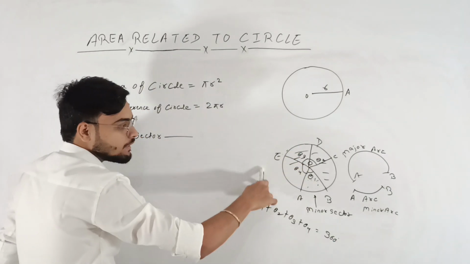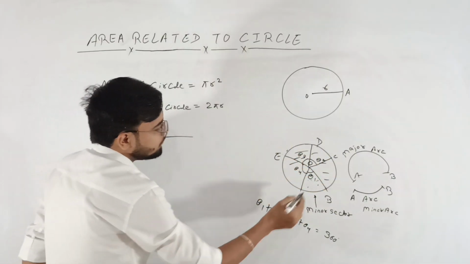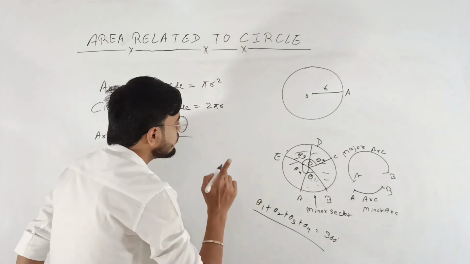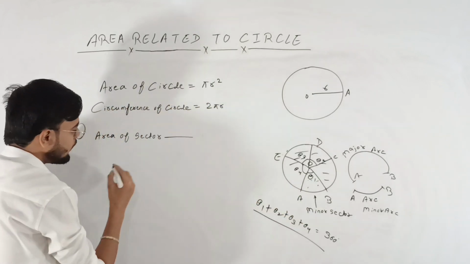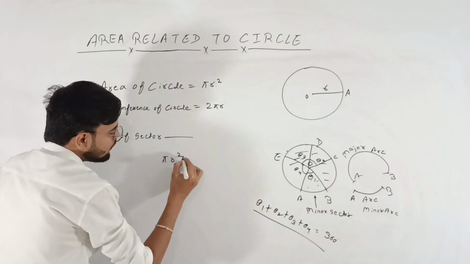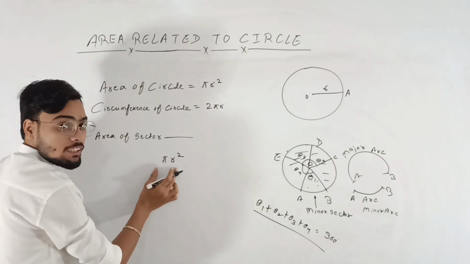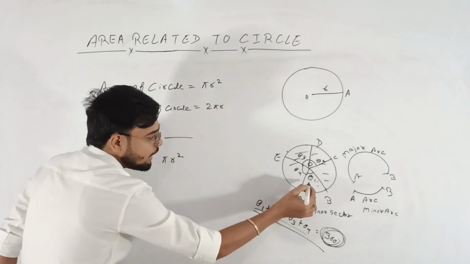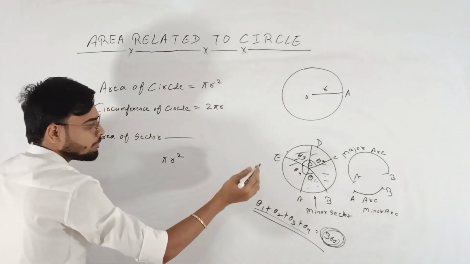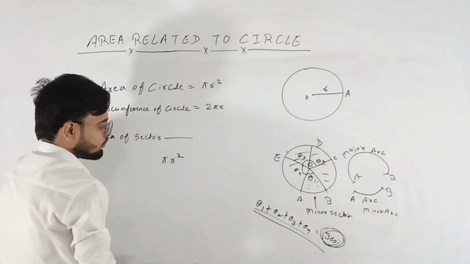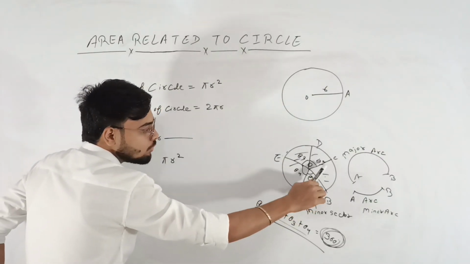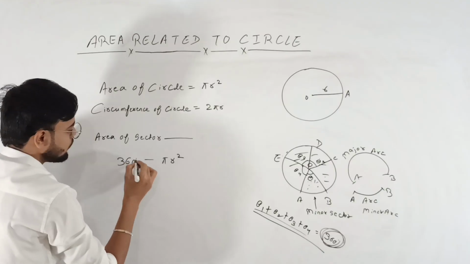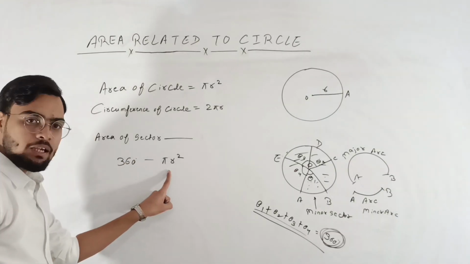Why? Because a complete circle has a 360 degree angle. So now look here, if I add all the sectors theta 1, 2, 3, 4, then all these sectors will become one circle, and the area of one circle is pi r square. So the area of one complete circle is pi r square, and this pi r square is for 360 degrees. Theta 1, 2, 3, 4 is 360 degrees, so the area will become the area of the complete circle. So for 360 degrees, pi r square is the area.